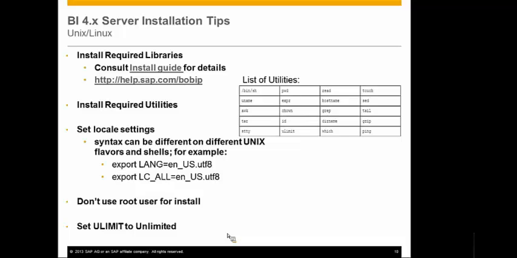Oftentimes you'll find that these utilities are available on the system, but the user ID that you're using to run the installation either doesn't have access to those utilities, or they don't have the path variable defined to specify where those utilities are available to run from. So go in and update the path variable for the user that's going to be doing the install, so they have access to these utilities, and make sure they have execution permissions to run these specific utilities when the installation is happening.